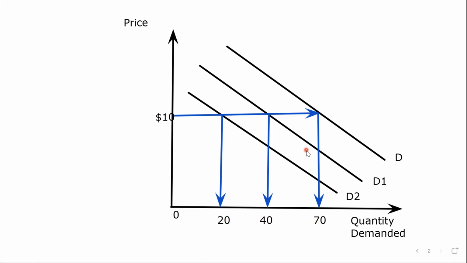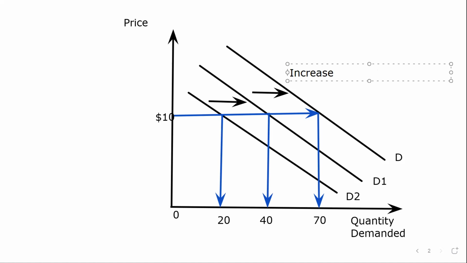So actually, what's happening here? For our basic understanding, when we move rightward at the same price, the demand increases. That means at $10 price, when we move rightward, like from D2 to D1, or from D1 to D, we find out the quantity demand is increased, which means if we move rightward, there is an increase in demand.